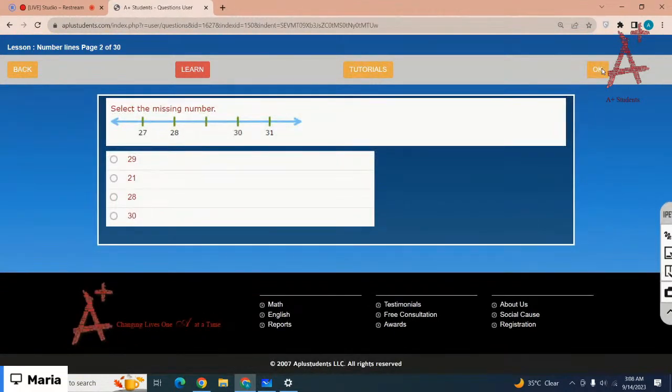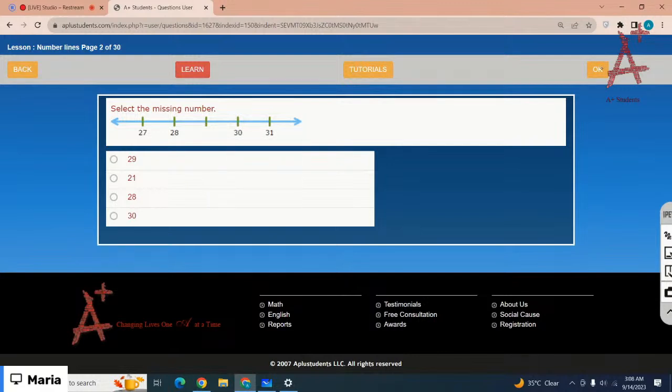Okay, select the missing number. So which number is missing? Just look at the number before and after. You have before 28 and after 30. That means you have to find a number that is between 28 and 30. So what number is it?